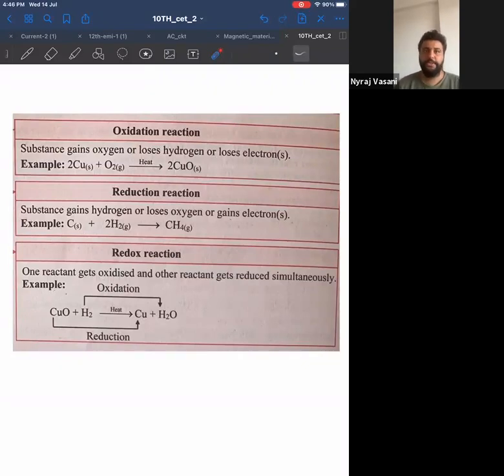Once you finish, just put one dot. Oxidation, gaining oxygen. Reduction, losing oxygen or gaining hydrogen. So you know what is oxidation. You know what is reduction. Now we go to the next one as well.